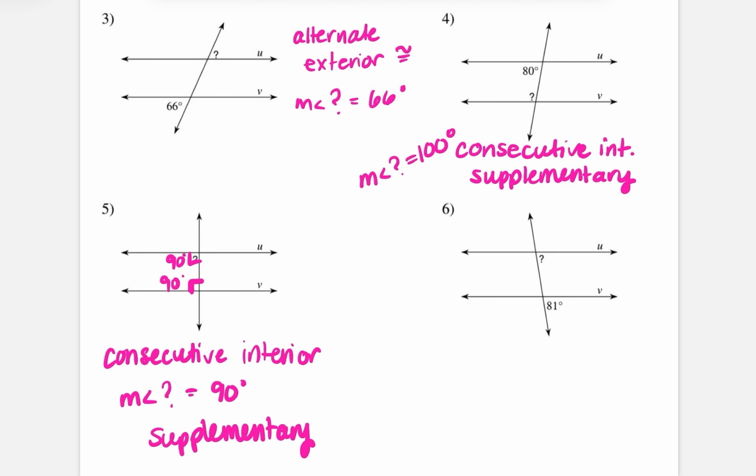And last here, number six, we have the question mark and the 81 on the same side, but the question mark is inside the two lines and 81 is outside. So they're both on the right of the transversal and they are both below their respective parallel line. So these are corresponding. They're in the same position. They're in corresponding positions. So these are going to be congruent. So that means the measure of angle question mark is 81 degrees.